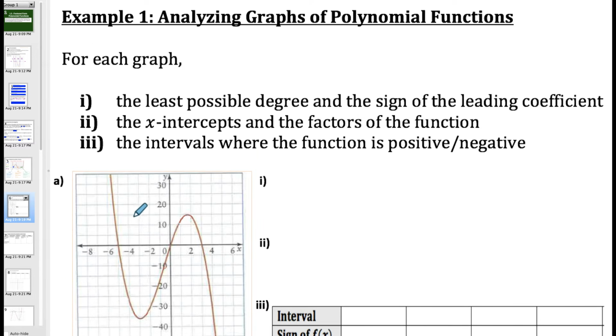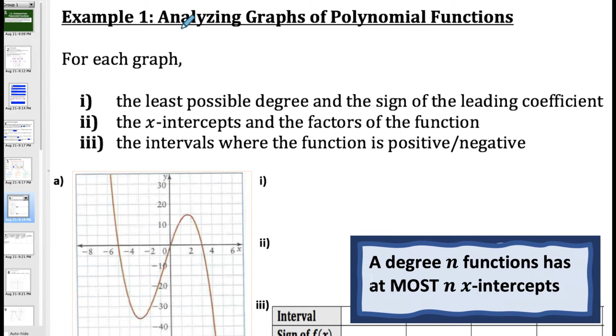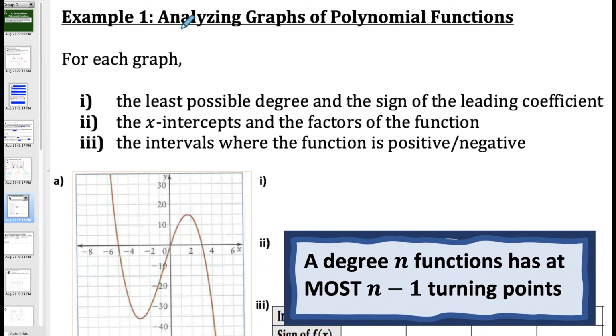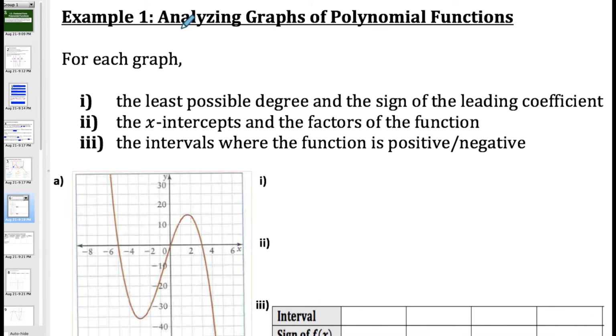So when we're finding the least possible degree, you have to remember a couple of things from the first 2 units. You have to remember a degree n function at most can have n x-intercepts, and at most n minus 1 turning points. So for example, a degree 10 function could have at most 10 x-intercepts and at most 9 turning points. So if we're finding least possible degree, well, we're able to see the x-intercepts and turning points.